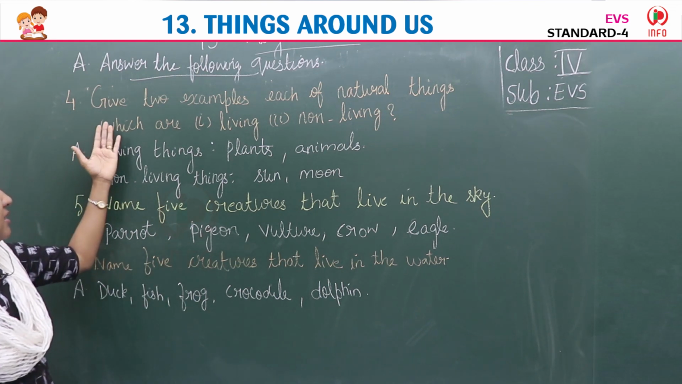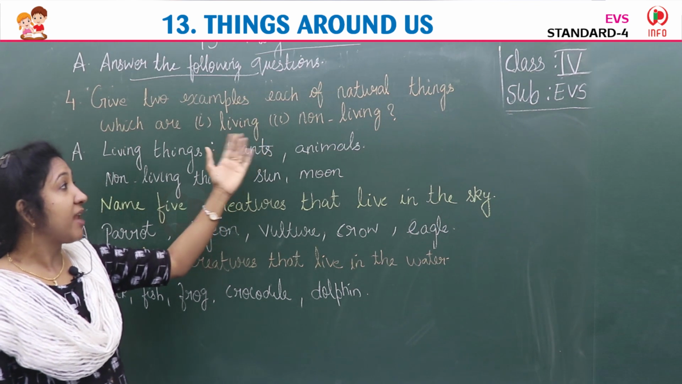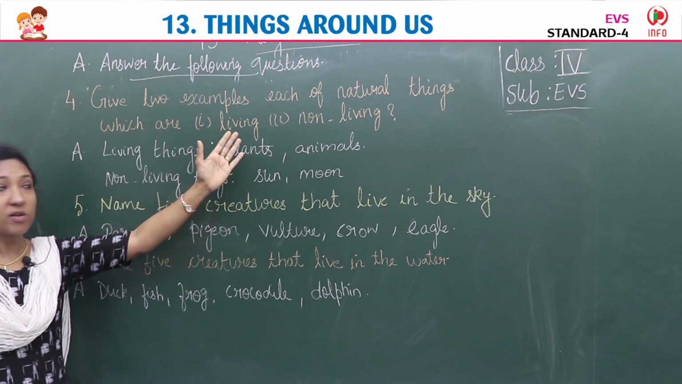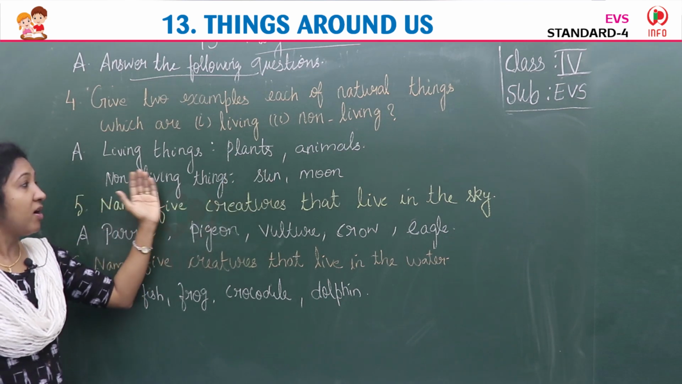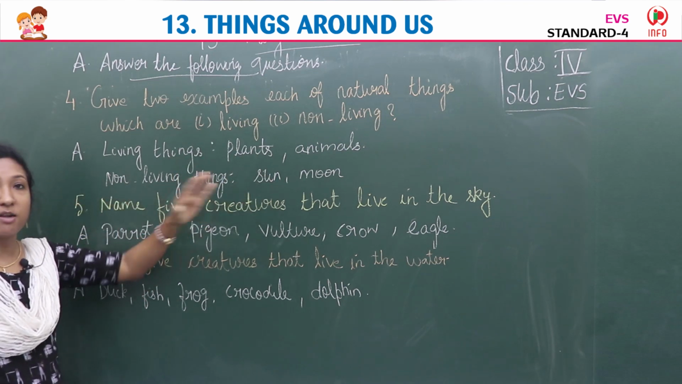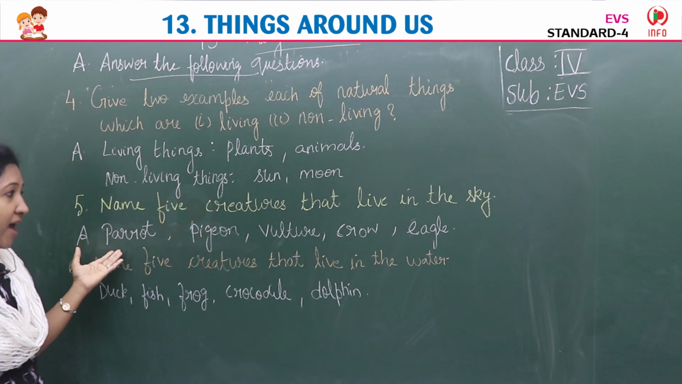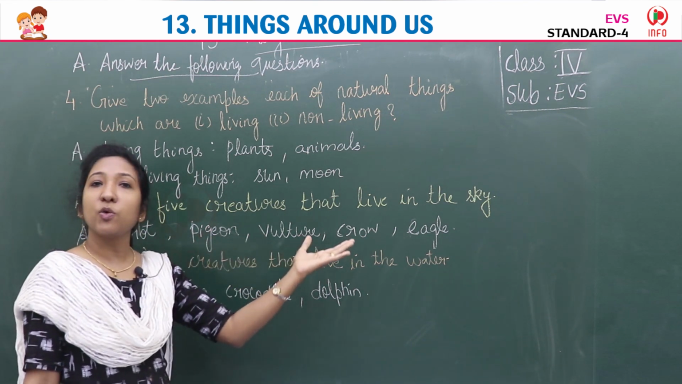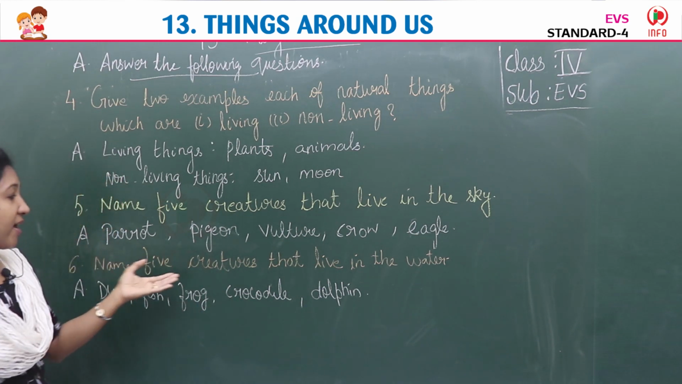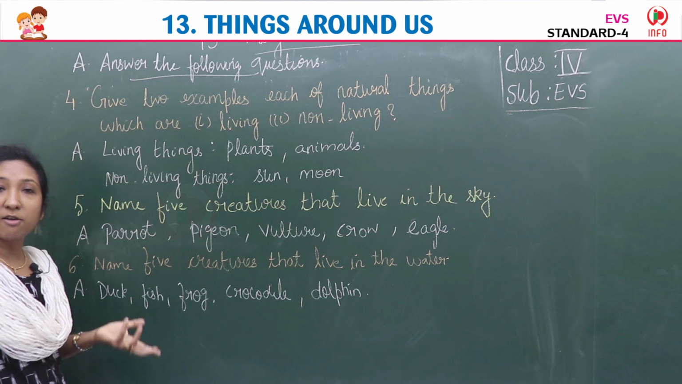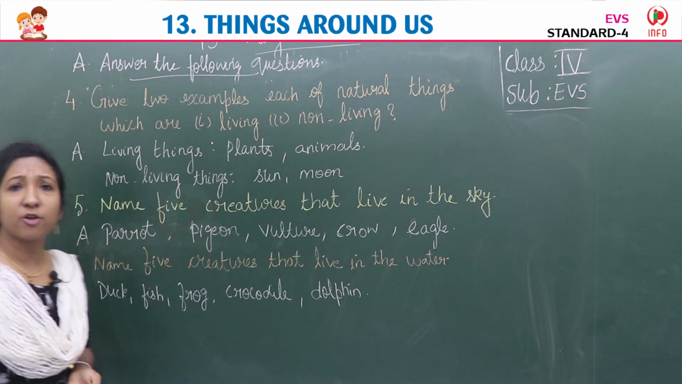So the fourth question is, give two examples each of natural things which are living and non-living. Living things in the natural things are plants, animals. Non-living things among the natural things are sun, moon. Fifth one, name 5 creatures that live in the sky. Parrot, pigeon, vulture, crow, eagle. Sixth one, name 5 creatures that live in the water. You can write duck, fish, dolphin, crocodile, frog.